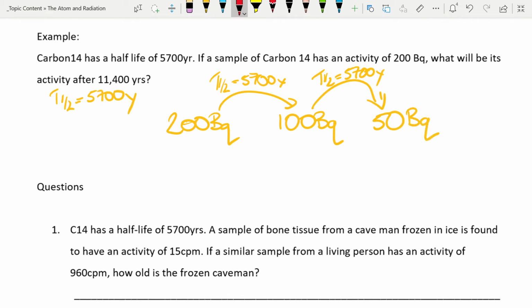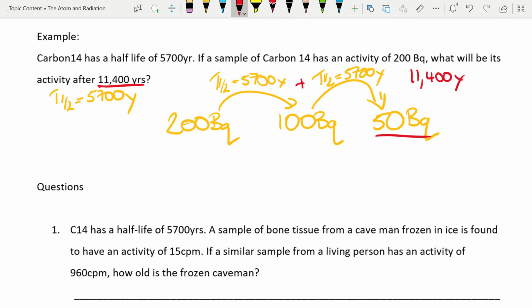And if you notice, when we add these two half-lives, each of them 5,700 years, together it's equivalent to 11,400 years, which is what the question asked. So the answer is 50 becquerels.